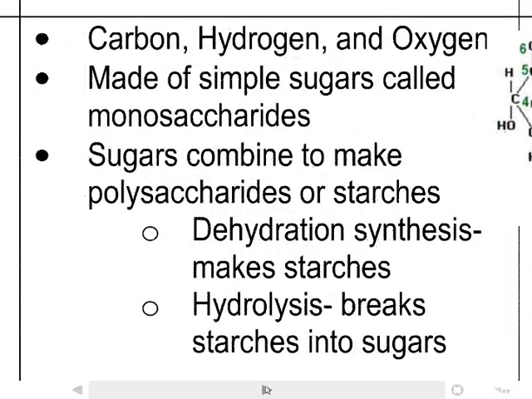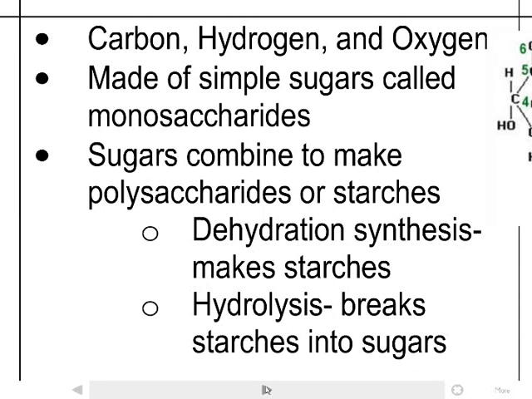Carbohydrates are made of carbon, hydrogen, and oxygen. The smallest kind of carbohydrate is called a simple sugar. An example of a simple sugar would be glucose, which comes from plants. A simple sugar is also called a monosaccharide. Monosaccharide, if you break the word down, literally means one sugar. Mono means one, and saccharide is a word that means sugar. So one sugar is a simple sugar.